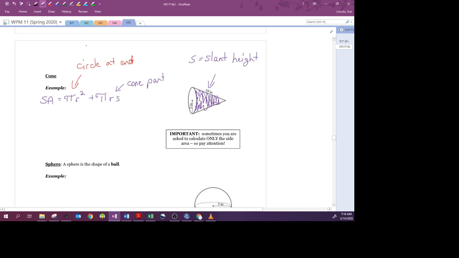All right, and you do need to know that because sometimes you're only asked to calculate the side area of the cone and not the bottom, so you would just use the pi rs. Okay, but in this example, we're doing the whole surface area, so that is pi times 7 squared. This time we're given the radius, so we don't need to find it. And then it's pi times 7 times 19. Plug that in your calculator, and it's 571.77 inches squared.